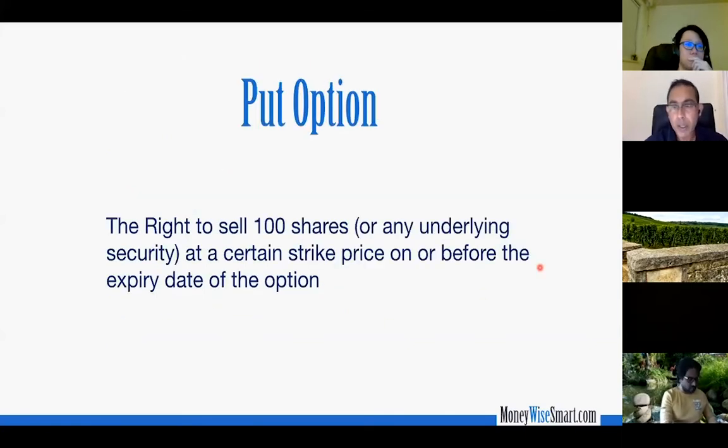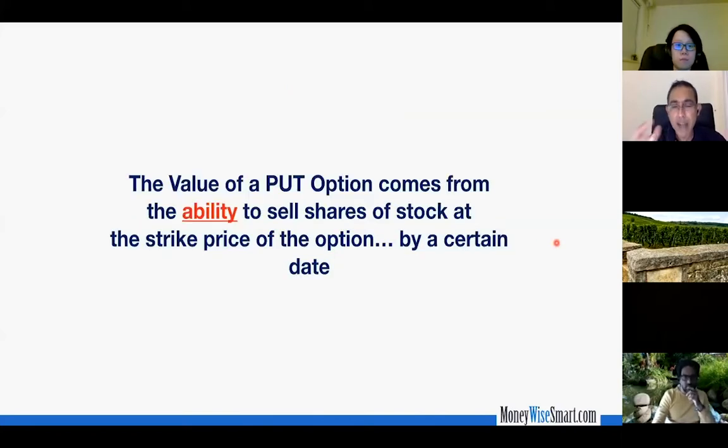Okay, so a put option is the right to sell 100 shares of any underlying security at a certain strike price on or before the expiry date of the option. So here we are talking of one contract of a put option. One contract controls 100 shares, as we have seen when we discussed the multiplier. Now, the value of a put option comes from the ability to sell shares of stock at the strike price of the option by a certain date.